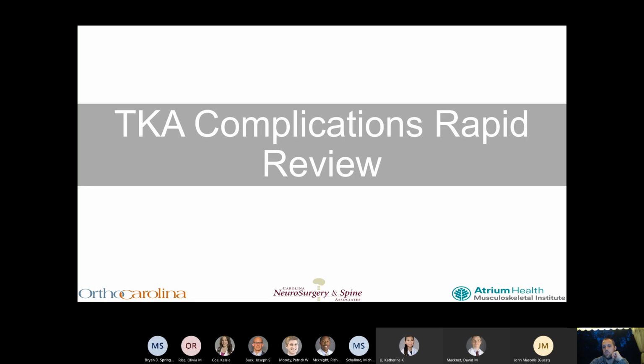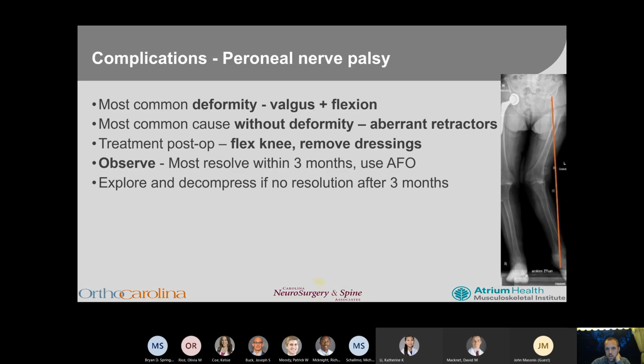And then we'll go through a couple of complications as well. So peroneal nerve palsy, the most common deformity which will lead to this is a valgus flexion deformity. And if you look at the x-ray over here of this patient, you can see if you straighten that knee out kind of along this line here, it's going to result in a ton of tension across that peroneal nerve, which is currently bent a lot, essentially in a fixed position, and in a shortened position because of that deformity. And so as you straighten it out, that nerve is going to be experiencing tension.